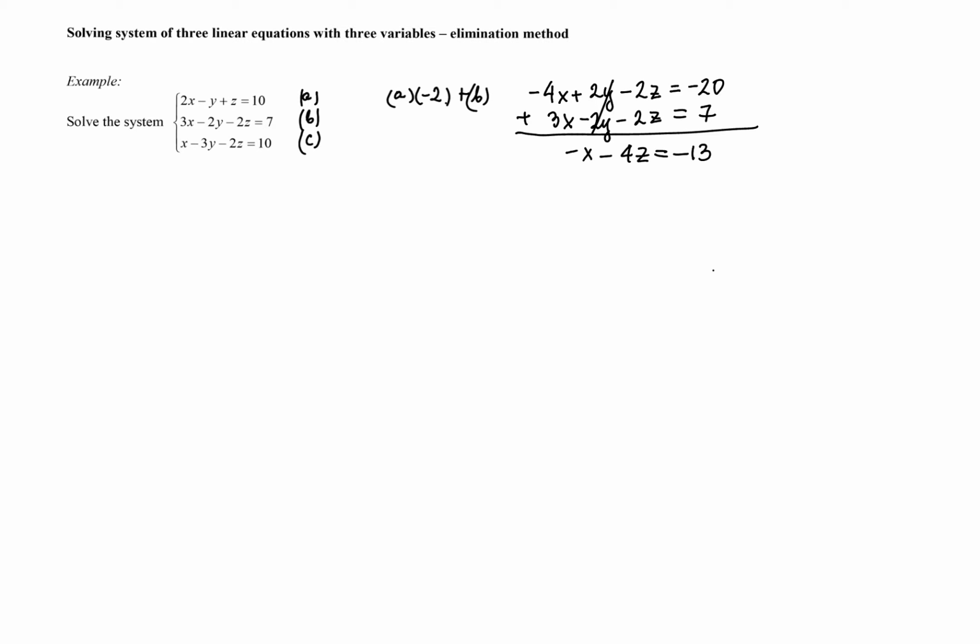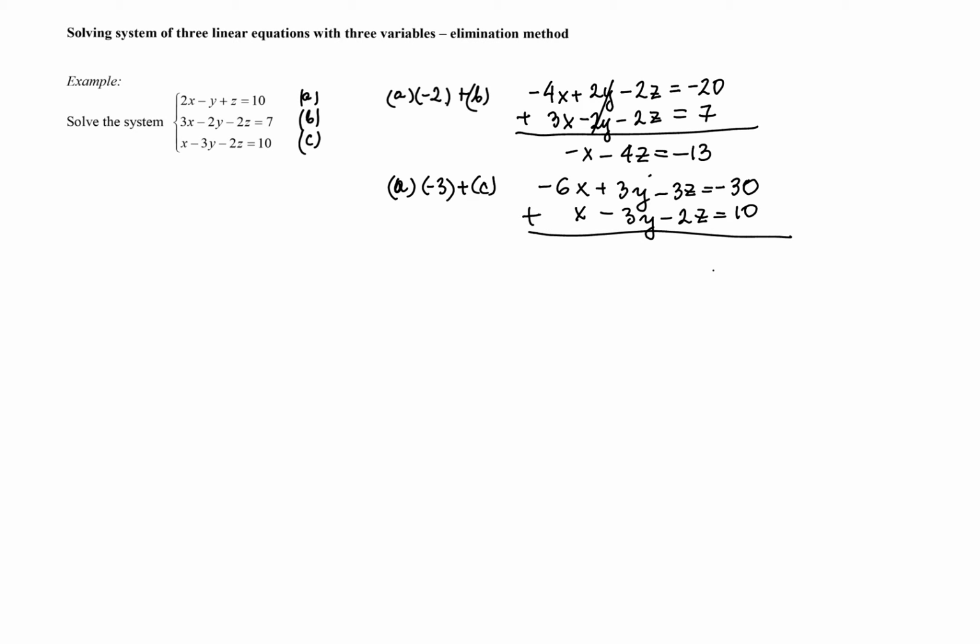We'll do the same for the third equation. To eliminate the variable y from the third equation, we'll multiply the first equation by -3 and add it to equation C. So equation A multiplied by -3 is going to give me -6x plus 3y minus 3z is equal to -30. And equation C is x minus 3y minus 2z is equal to 10.